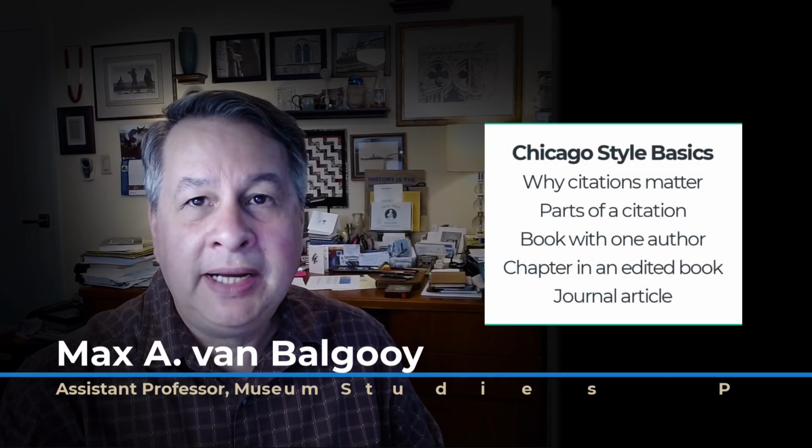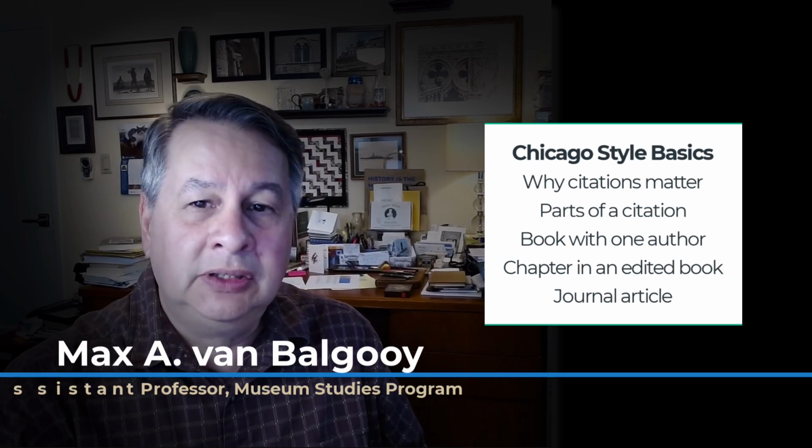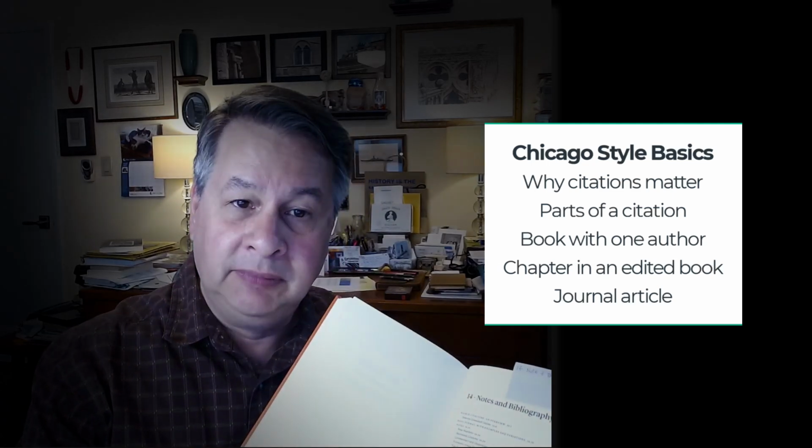Hi. For writing assignments in museum studies, you'll be using the Chicago Manual of Style, specifically the Notes and Bibliography section in Chapter 14. Before we dive into examples, let's quickly define what we mean by a citation. A citation tells the reader where the information came from. It's like a breadcrumb trail to your sources, so others can find them, learn more, and check your accuracy.